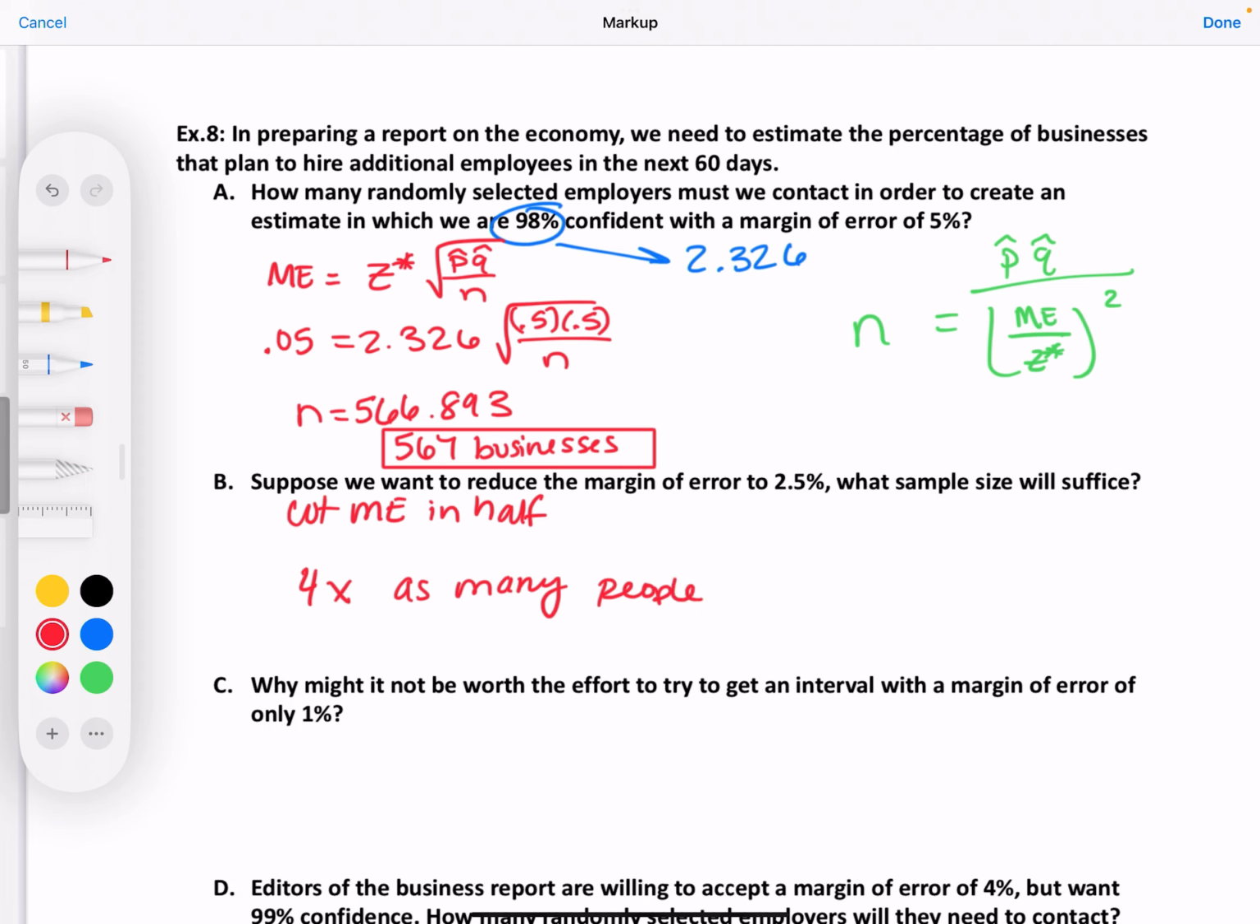And so then we just have to do 567 times 4. And I don't know what that is off the top of my head. 2,268, I think, businesses.